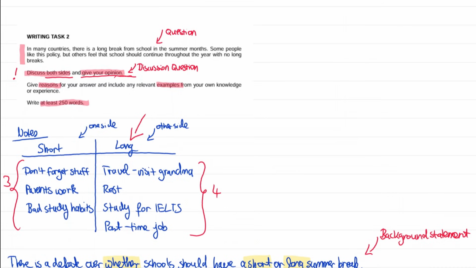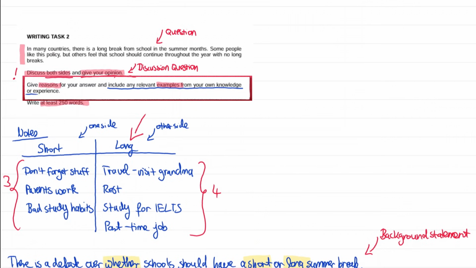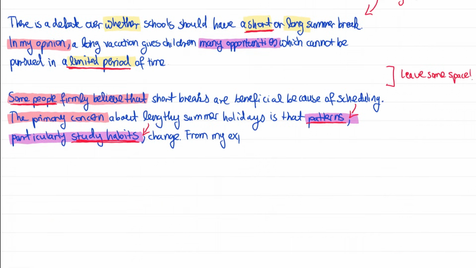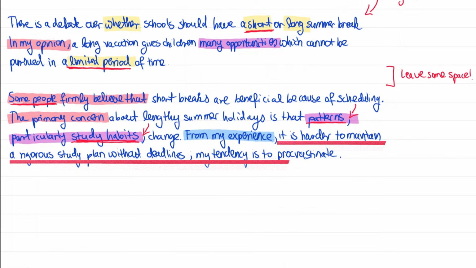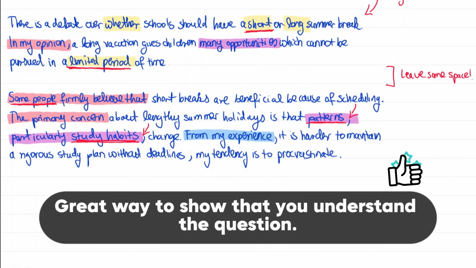That's a vague claim and the prompt says to use examples from your own experience. So let's do that next. From my experience, it is harder to maintain a rigorous study plan without deadlines. My tendency is to procrastinate. "From my experience" shows that the following example is something that I have done myself. This is what the question asks you to do. So using "from my experience" is a great way to show the IELTS examiner that you understand the question.